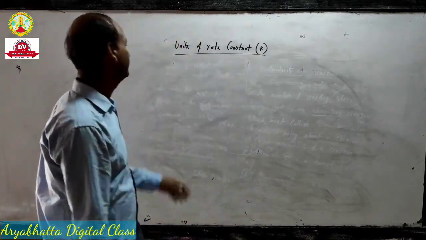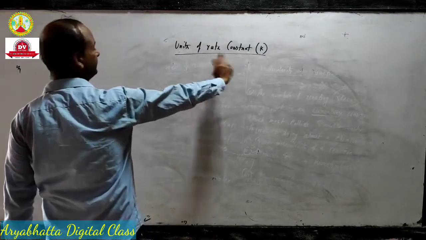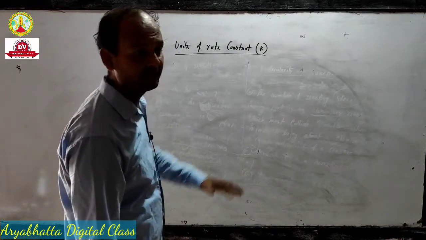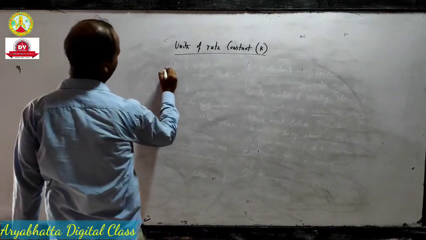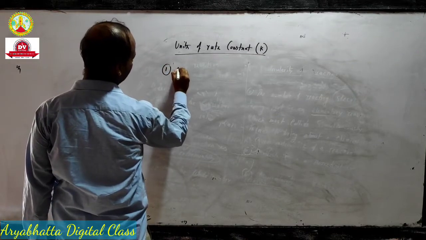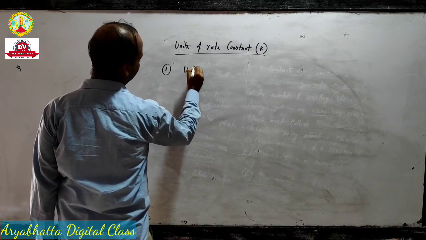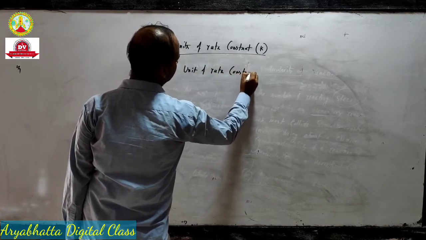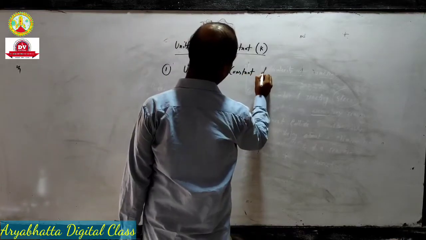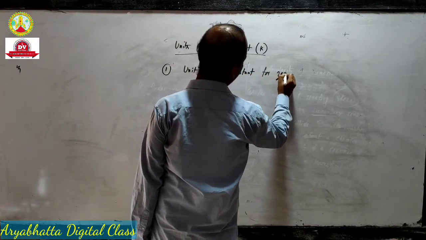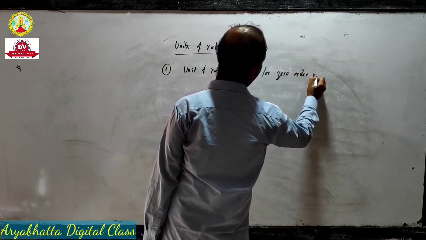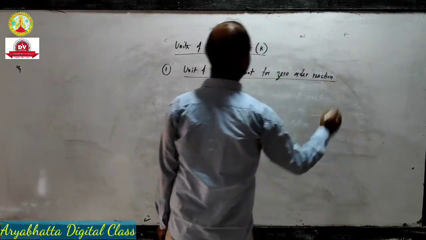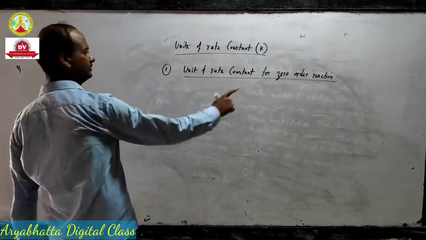Okay. Now let's see. For zero order reaction, units of rate constant K. I'm going to find out the unit of rate constant in different types of order reaction. Okay. Now let's see. For zero order reaction, now देख लो. Unit of rate constant for zero order reaction.